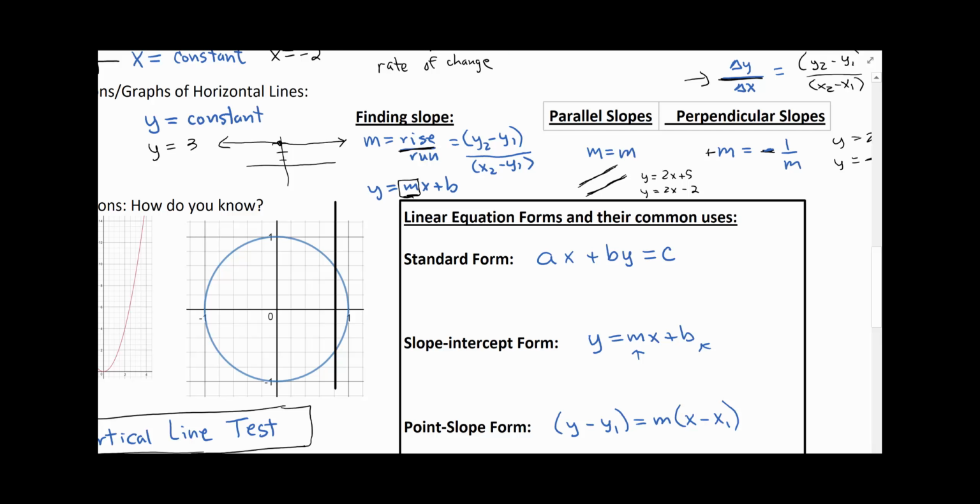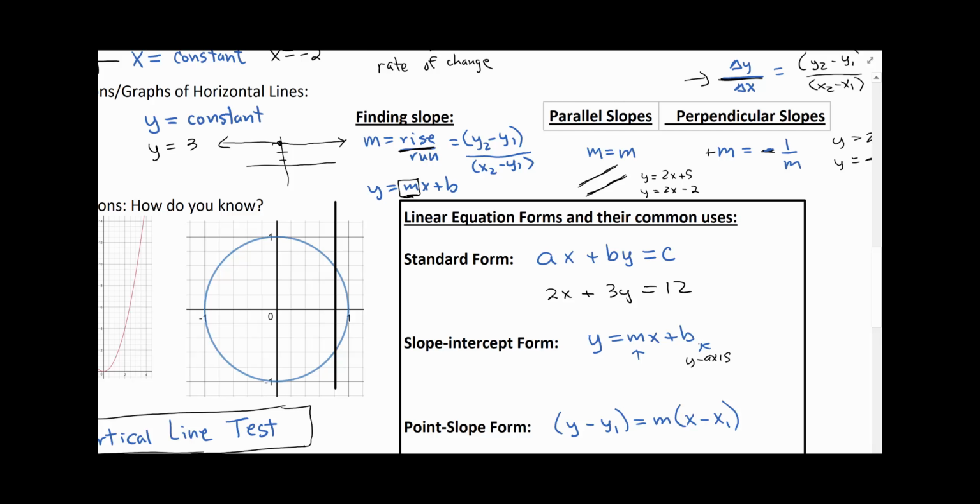All right. Linear equations and their forms. Standard form, ax plus by is equal to c. So let's say 2x plus 3y is equal to 12. That's standard form, often used in word problems. Slope-intercept form, y is equal to mx plus b. B is where it touches the y-axis, and you always plot that point first. And slope is the rise over run, how fast things are going to be changing.